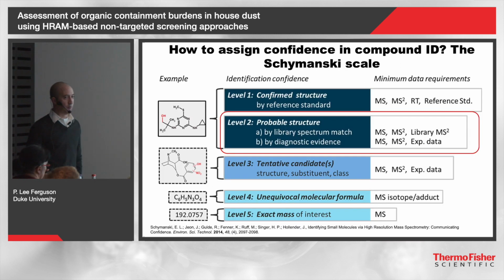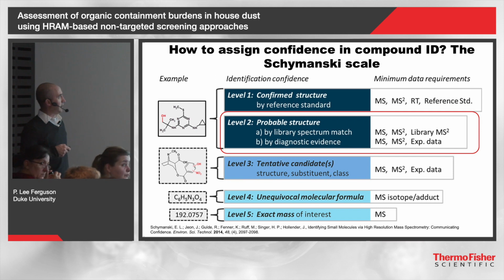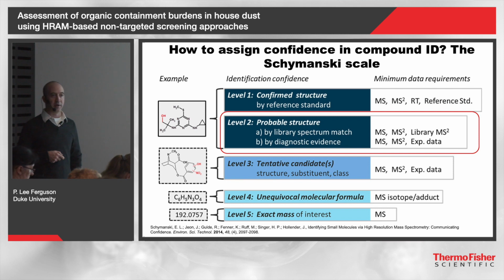Okay. So we're doing compound identification, and in environmental chemistry, there was this paper that came out in 2014, which laid out a confidence level scale, level 1 through 5, for how well we identify our compounds. Level 1 would be a confirmed structure by using a reference standard, so we can compare against our standards. This is something everybody knows how to do. Probable structure, level 2, is primarily library spectral matching, with MS2 libraries.